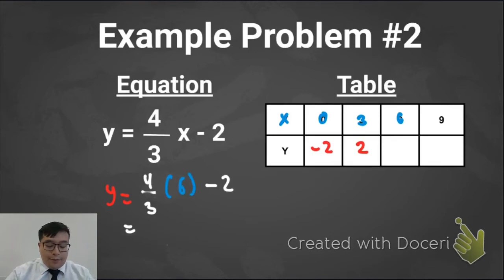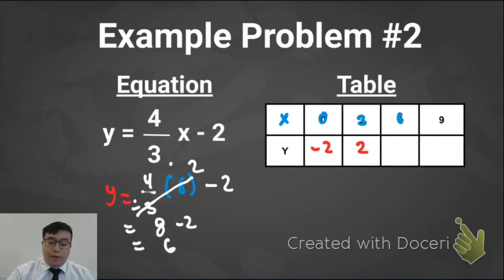So 4/3 times 6. Since I'm dividing by 3, 6 divided by 3 is going to equal 2. And then 4 times 2 is going to equal 8. So 8 minus 2, that's going to be equal to 6. So I know when x equals 6, my y value is also going to be equal to 6. And now let's figure out our last table.